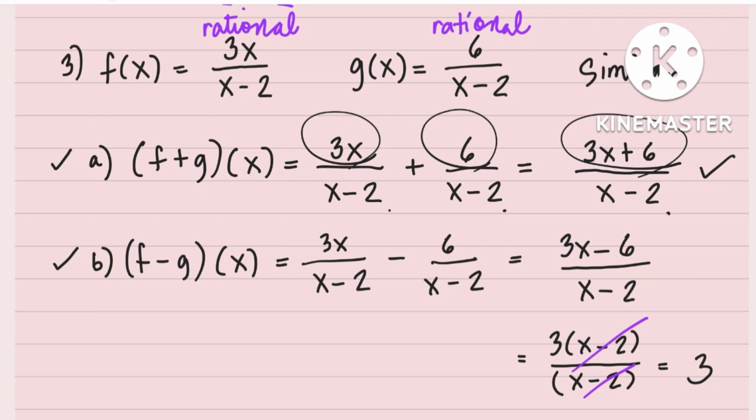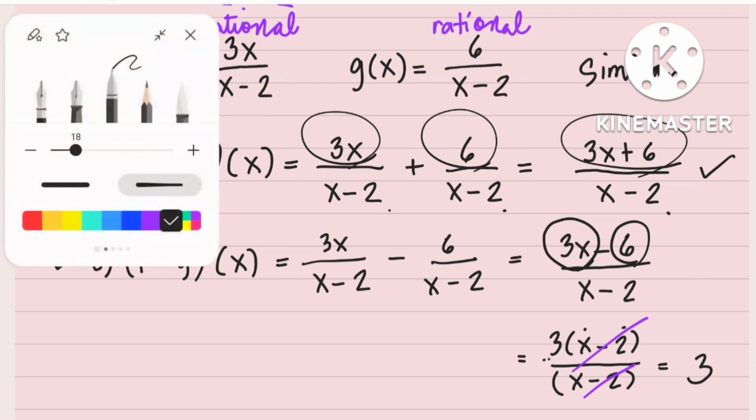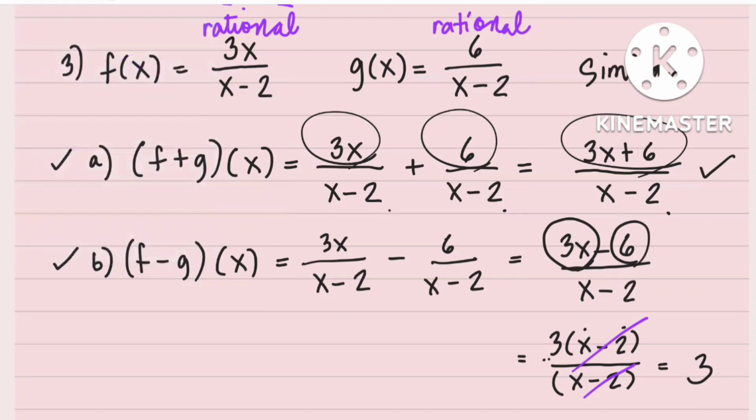Now, we'll notice that 3x and 6 have a common factor, that is 3. So factoring that out, this will become 3 times x minus 2. And we'll see x minus 2 appear in both numerator and denominator, so we'll have to cancel them. So the answer is 3.